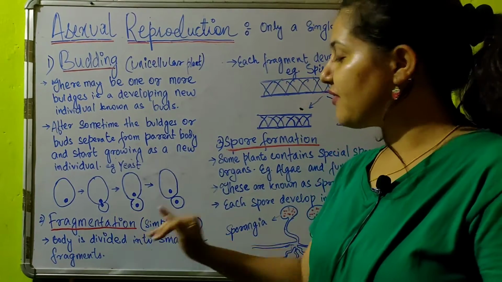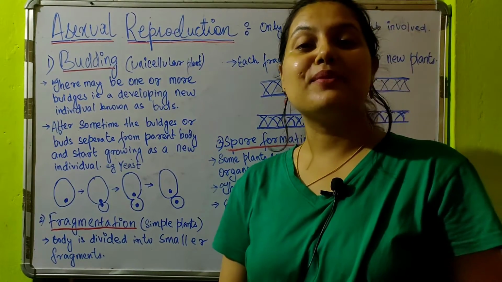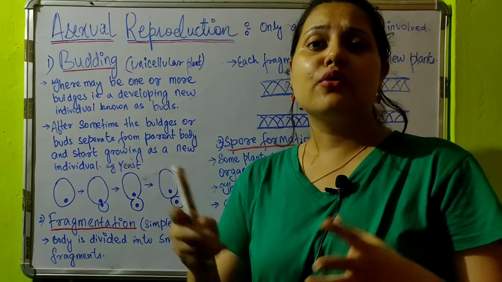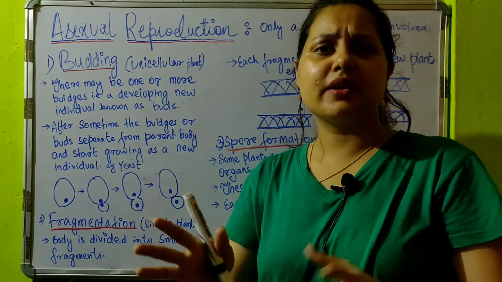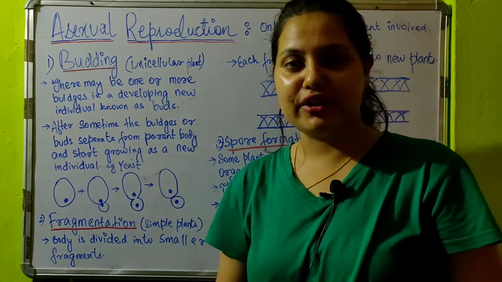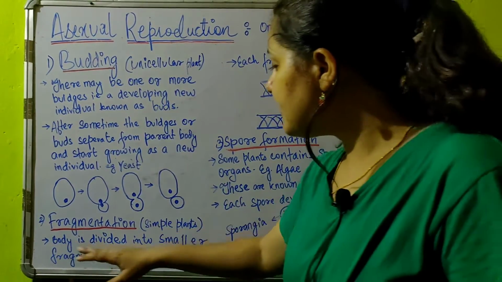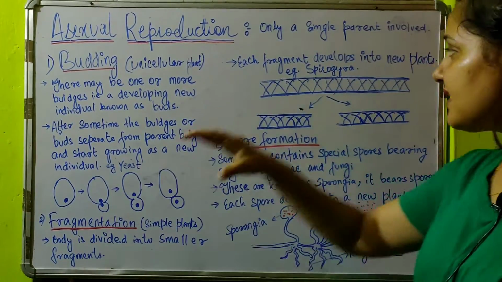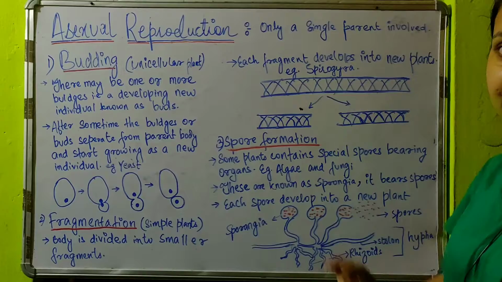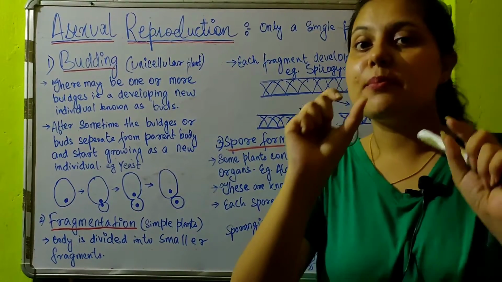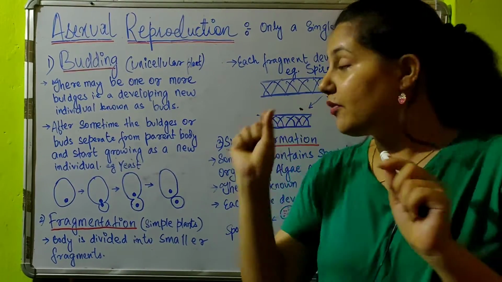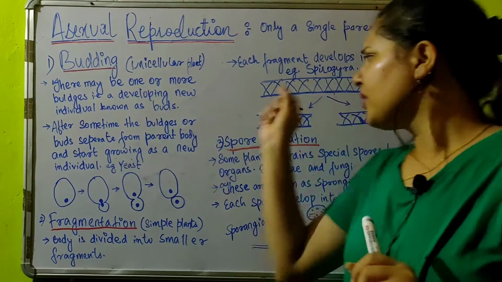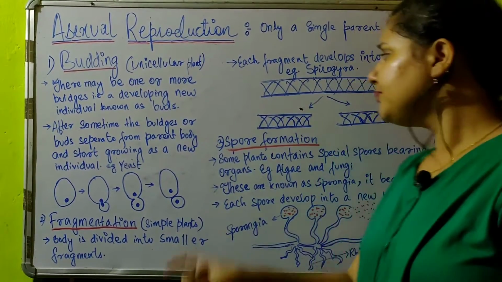And now next is fragmentation. Fragmentation happens in a simple plant. That means they don't have stem, root, leaves; everything is not separated. They have only a single body. You see, the body is divided into smaller fragments. They have a single body, as I said. You see this type of body they have. This is what we see in a microscope. When we see it real, it is very tiny. This is the microscopic view.